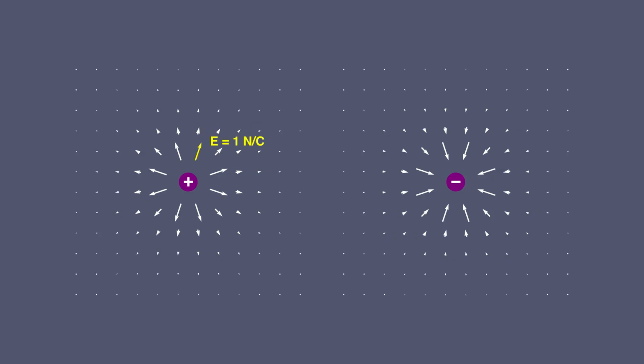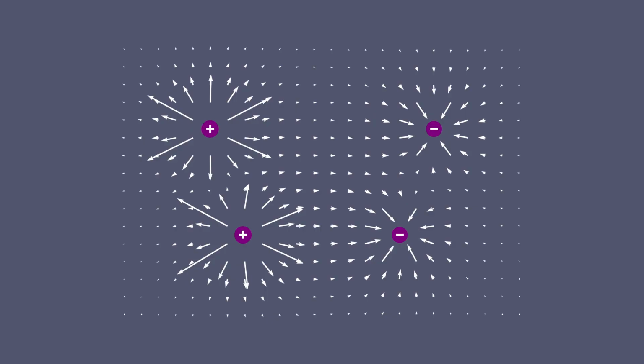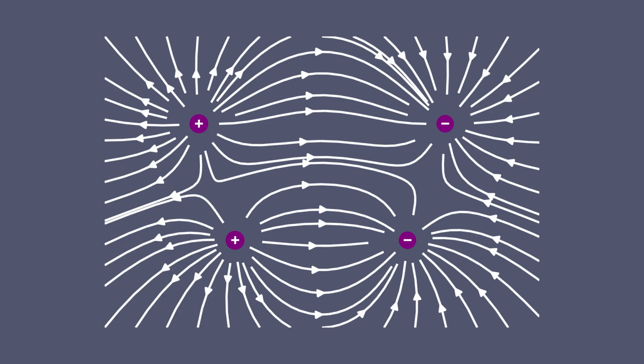If we have lots of charges, we just add up the fields from all the charges, and we end up with some overall field. If we draw lines following the arrows, notice that the field lines always start at positive charges, or infinity, and end at negative charges, or infinity.